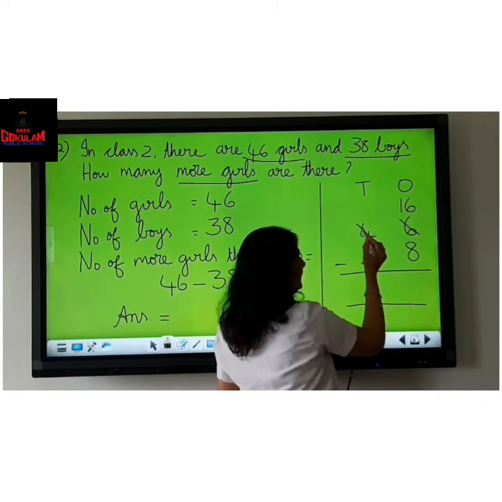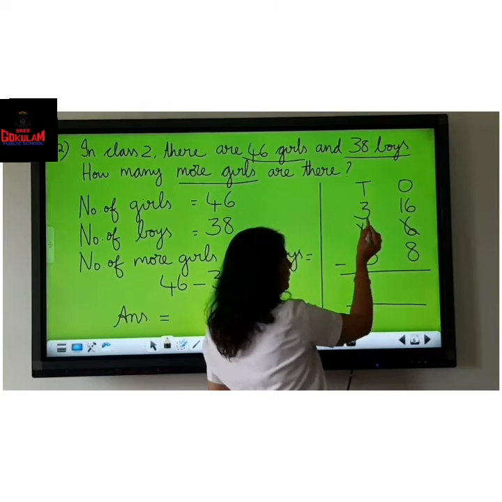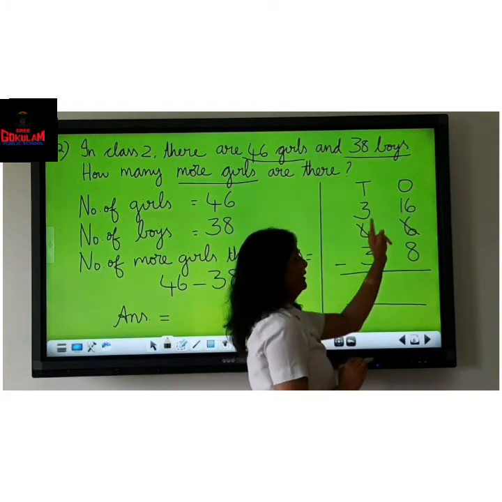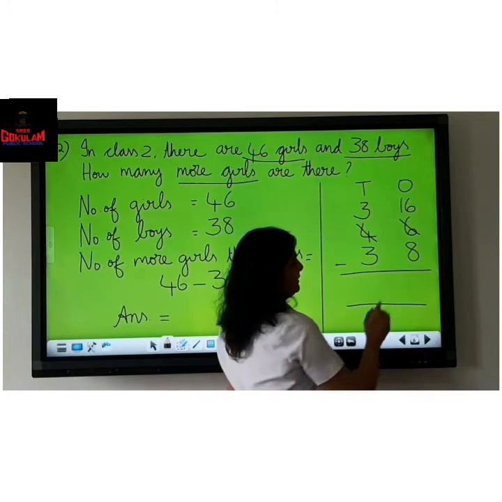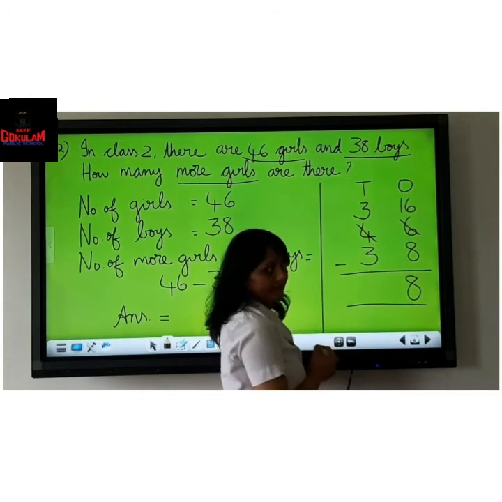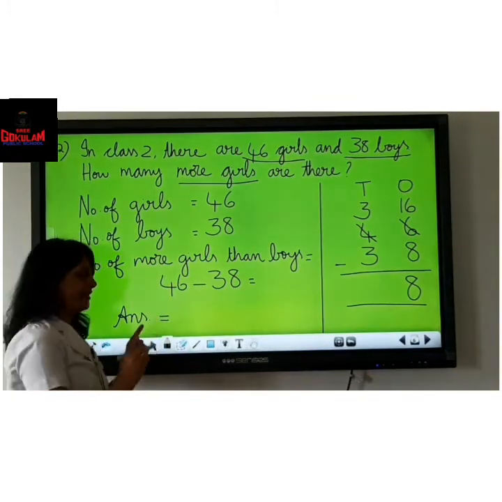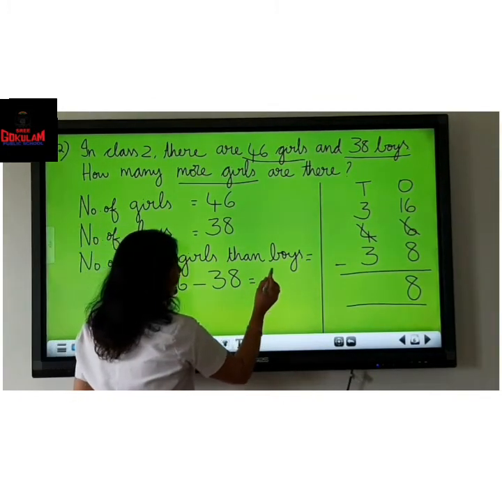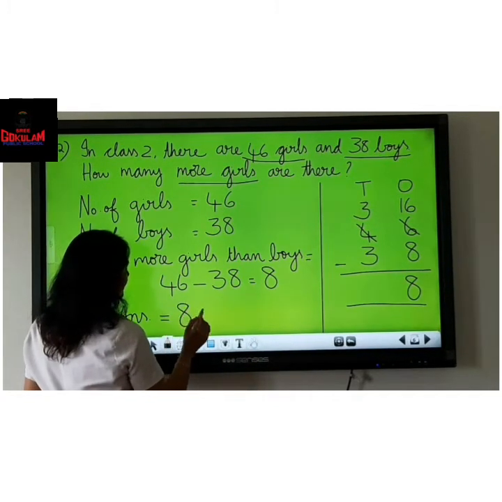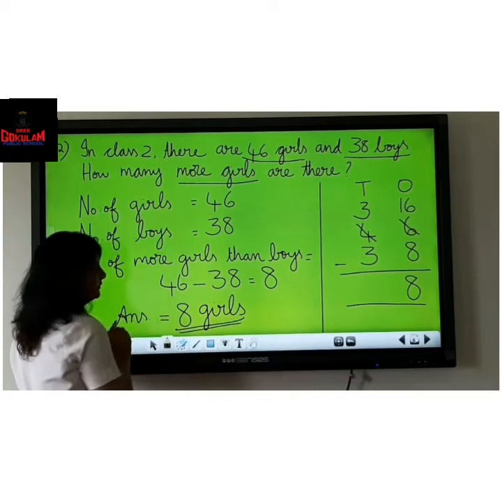Now, here we have 1 less. So, 4 minus 1, 3. Now, we have only 3 tens in the tens place. Can we subtract now? Yes. What is 16 minus 8? 16 minus 8 is 8. 3 minus 3? 0. So, how many more girls are there than the boys? 8. 46 minus 38 is equal to 8. So, the answer is 8 girls. 8 girls are there more than the boys.